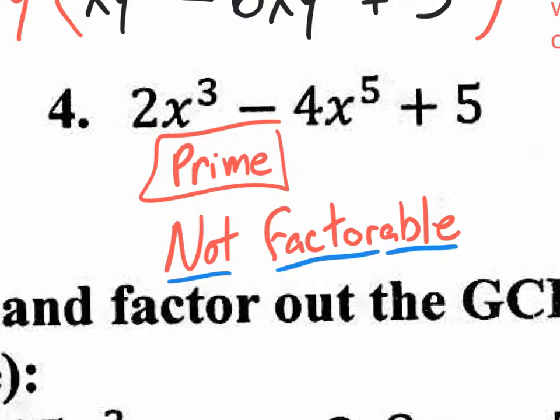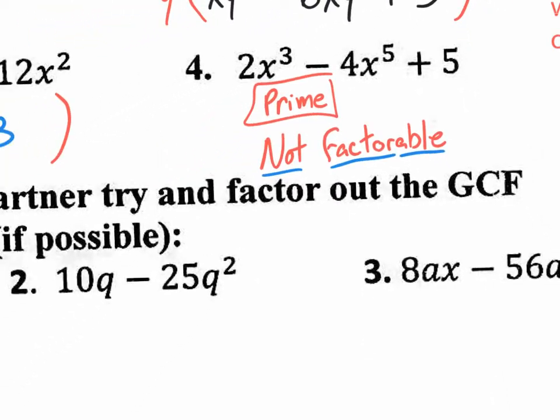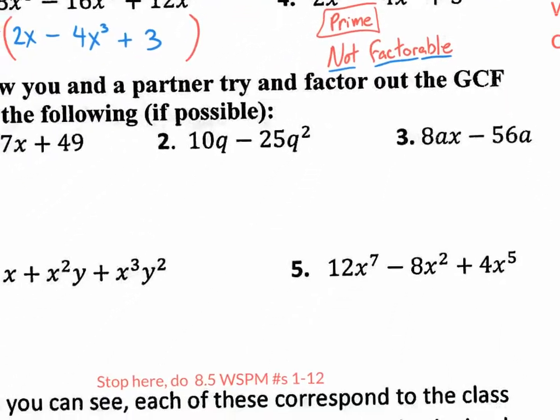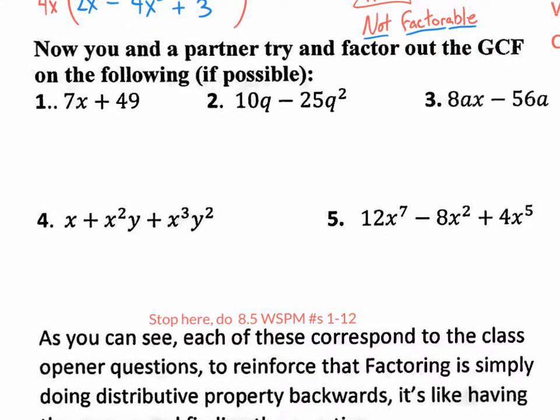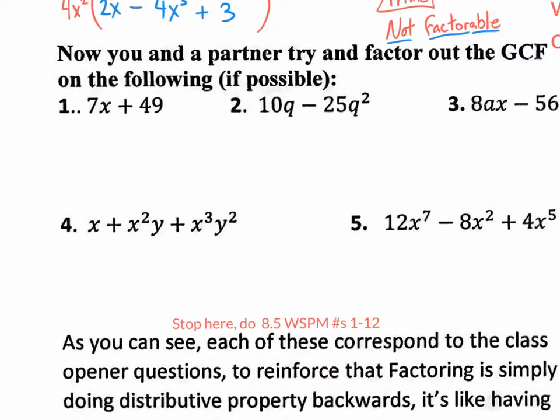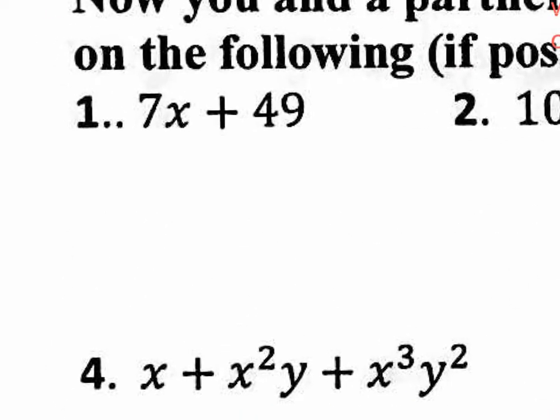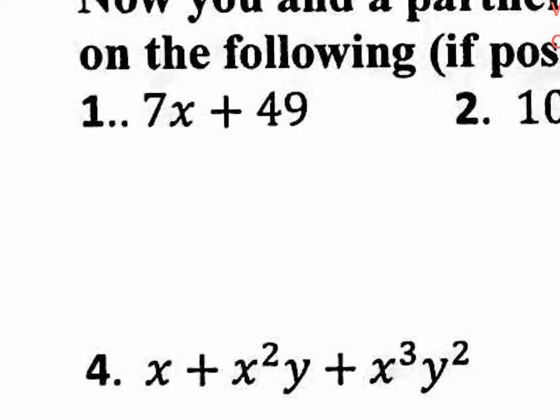I say not factorable. Okay, so now that you've seen me explain those, how about you guys, you and a partner, try to do the following. 1, 2, 3, 4, 5. Go for it. So hopefully you guys already finished at least some of these. Number 1, what's in common in both terms? What could I pull out? 7. A 7. So this is what we should all do, guys. Put a 7 on the outside, put parentheses, and then figure out what's left over on the inside.